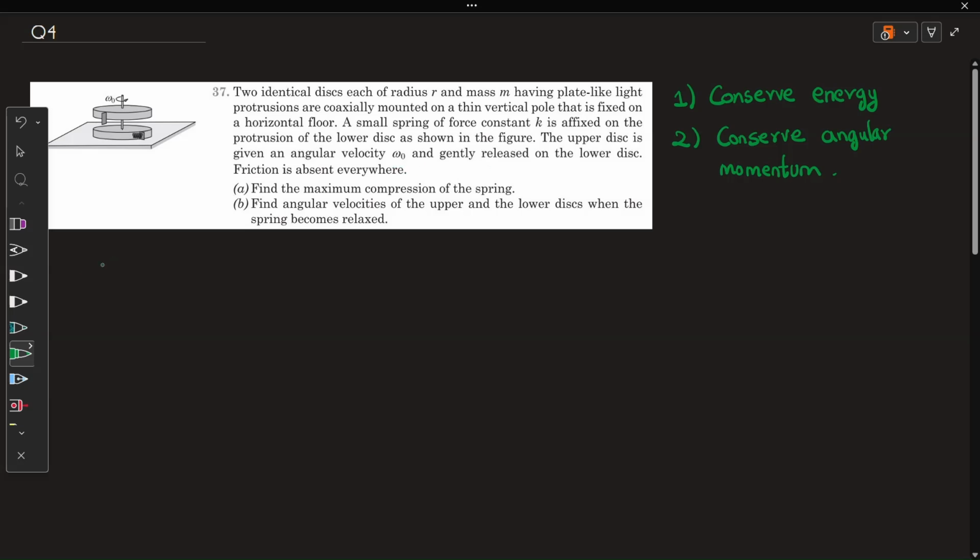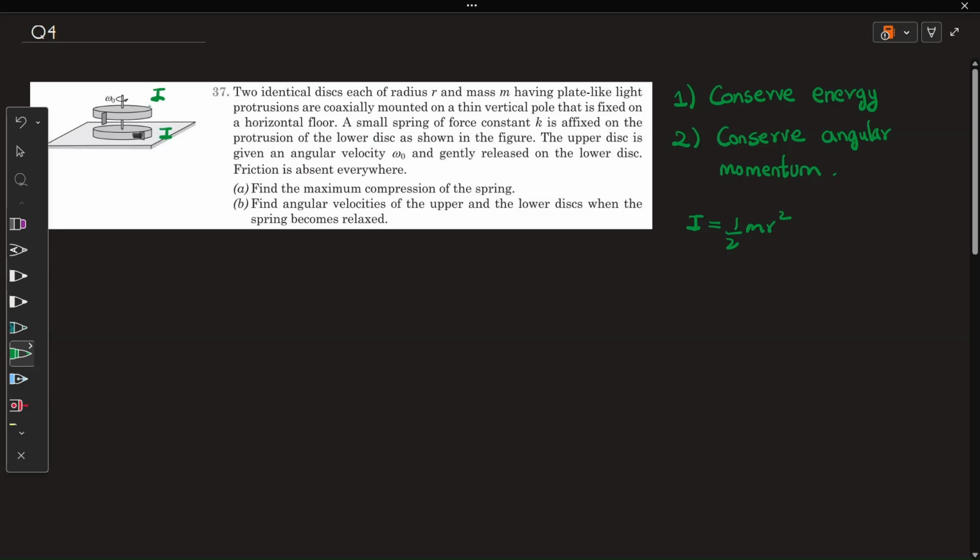The upper disk is given an angular velocity omega naught. So the initial angular velocity is omega naught. Let's assume both disks are identical, so the moment of inertia of this is I and this is also I. What is the value of I? We know it is half m r square. Let's keep it aside. You can assume the required variables to minimize your writing.